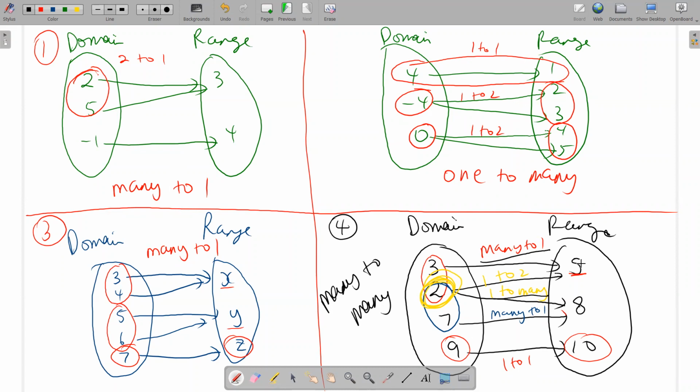And we see the many to one occurring twice. The 2 and the 7 going to the 8, and the 3 and the 2 going to the 5. But don't forget the 2. The 2 going to 2 elements. So this is a one to many and a many to one. So you call that many to many, right? So take note of this.